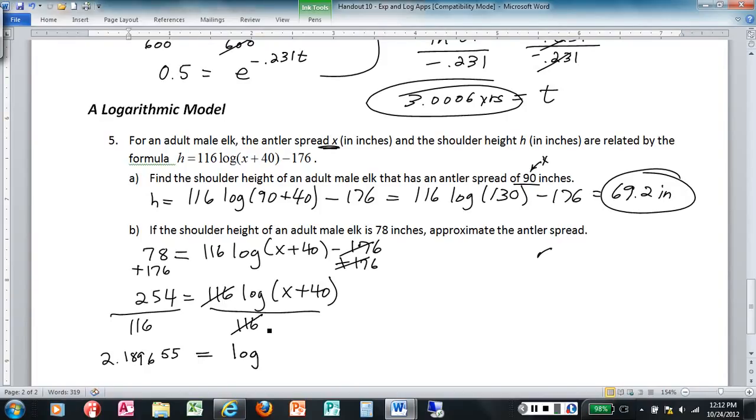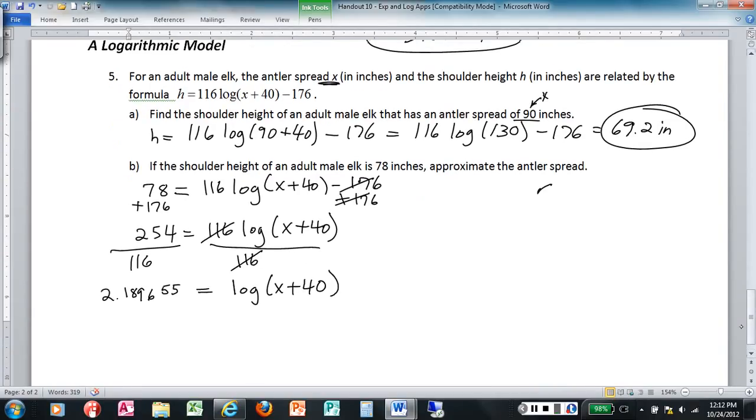All right, so that would equal the log of (x plus 40). We said we know how to solve log equations. Once we get the log by itself, what do we do? We exponentiate both sides to the base of our logarithm. Well, there's no base showing here, but we know for log it's understood to be base 10. So I'm going to exponentiate both sides to base 10. 10 to the 2.189655 equals 10 to the log of (x plus 40).